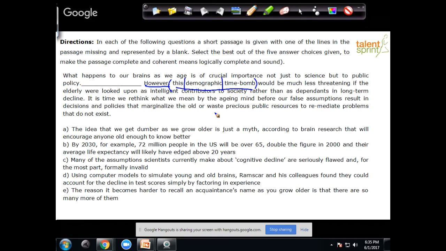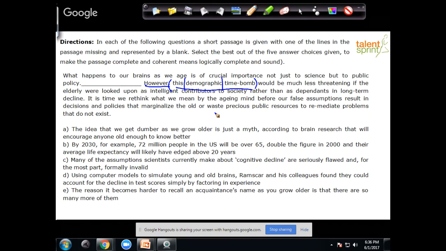Anshul says, hey, it's option B. Demographic means what? It's some statistic characterizing human populations, right? So look for a sentence which is talking about that. That's it. Which is a sentence? Rudra, Anshul, absolutely right. That's the only sentence which is giving me statistical information about human population. By 2030, for example, 72 million people in the US will be over 65, double the figure in 2000, and their average life expectancy will likely have edged above 20 years.